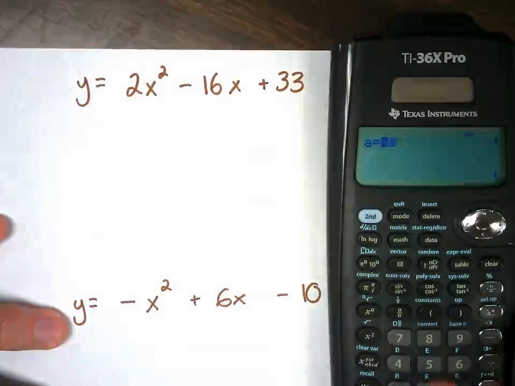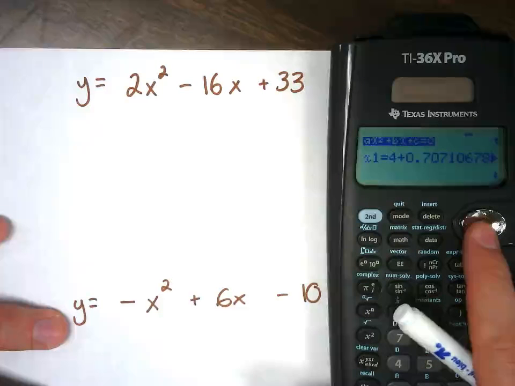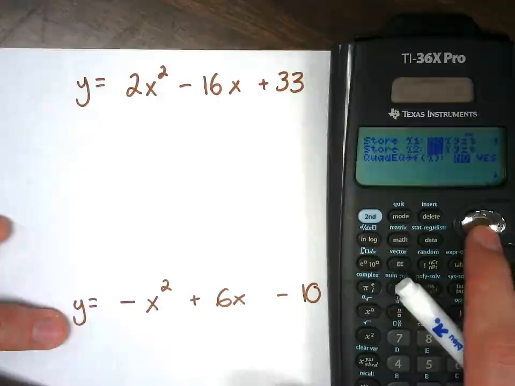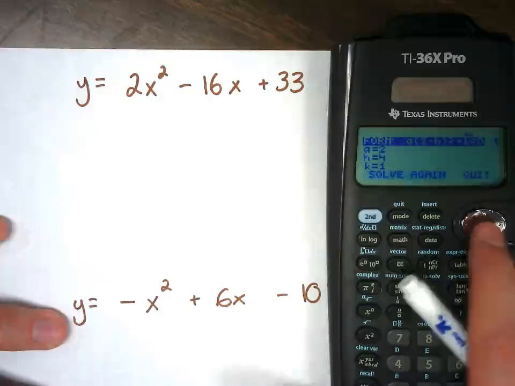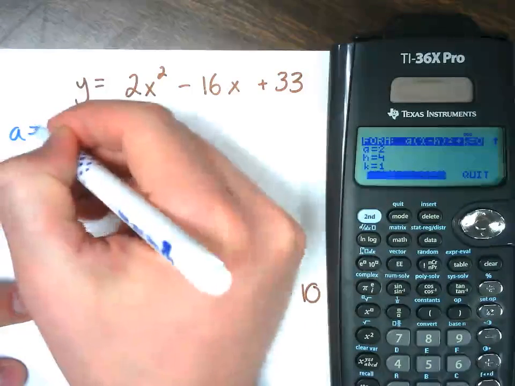So our A is 2, our B is negative 16, and our C is 33. Press solve, and it gives us answers, okay? Not concerned about these. What you're going to do is scroll all the way down until you see A, H, and K. Look at that. It is there. It's been there the whole time. Just haven't really talked about it.